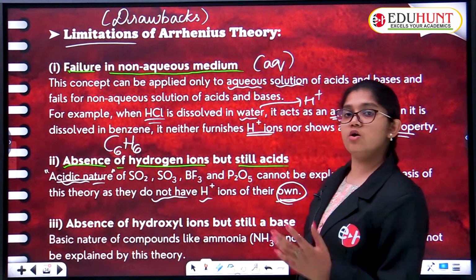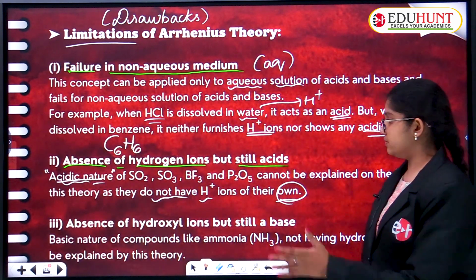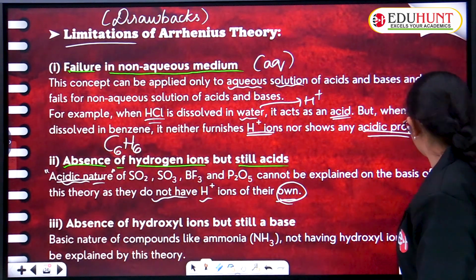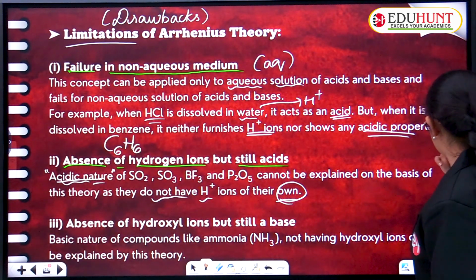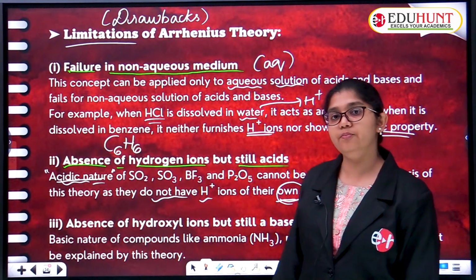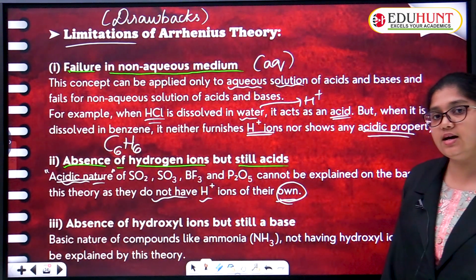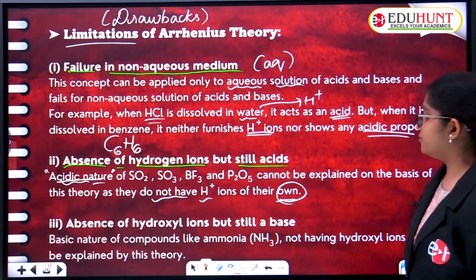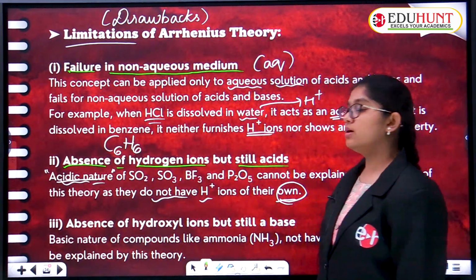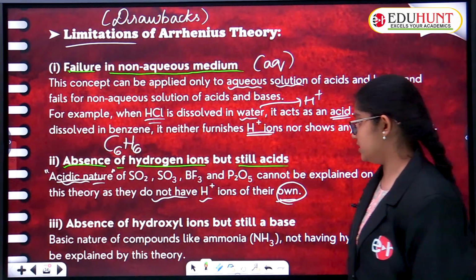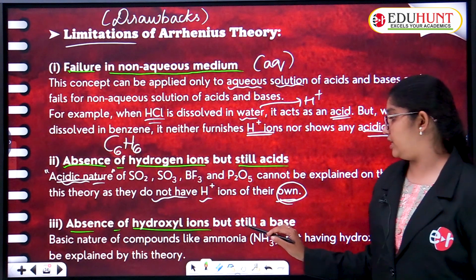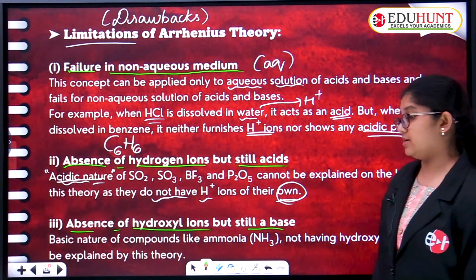But they are not considered acids according to the Arrhenius theory. So this is the second limitation regarding the Arrhenius theory: absence of hydrogen ions, but still these are acids. Now the third limitation regarding the Arrhenius theory is what? Let's see. Absence of hydroxyl ions, but still a base.